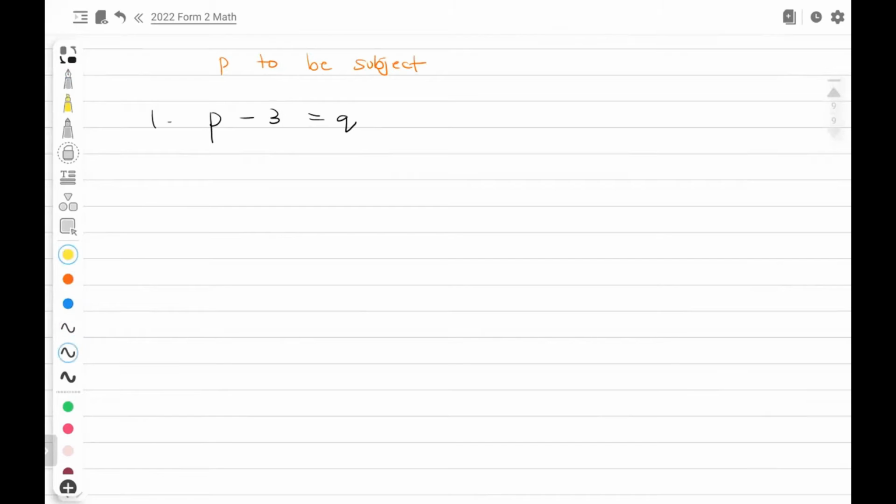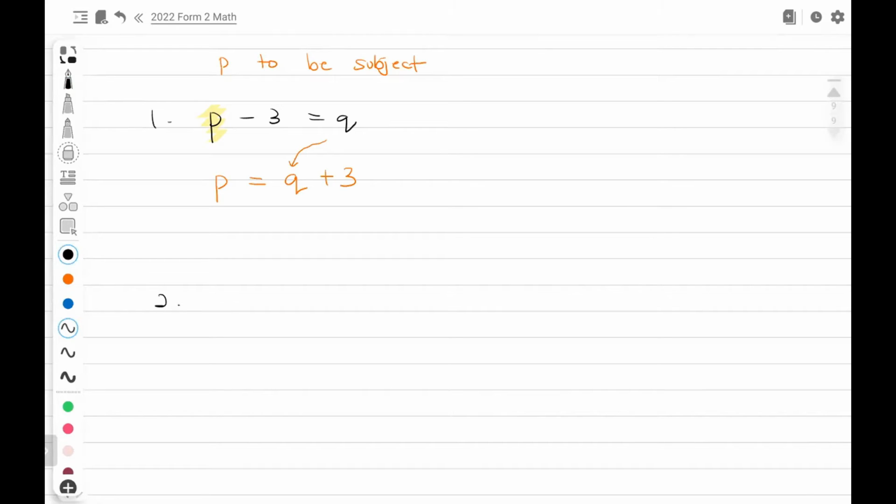So we want p only. So we move negative 3 to the back. So p equal to q plus 3. Yes, correct, q plus 3. If you notice, I will always copy whatever is on the right side, because we are not touching or changing anything. So we will copy.